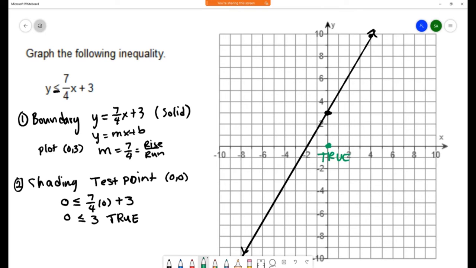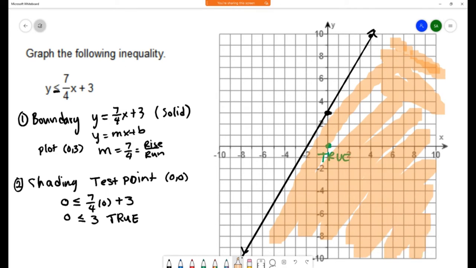So what that tells me is that all the points that are below the line will also be true. So I'm going to shade that side that contains the test point. So the boundary line and all of the points below the boundary line are part of the solution set. All of these points make that inequality true.